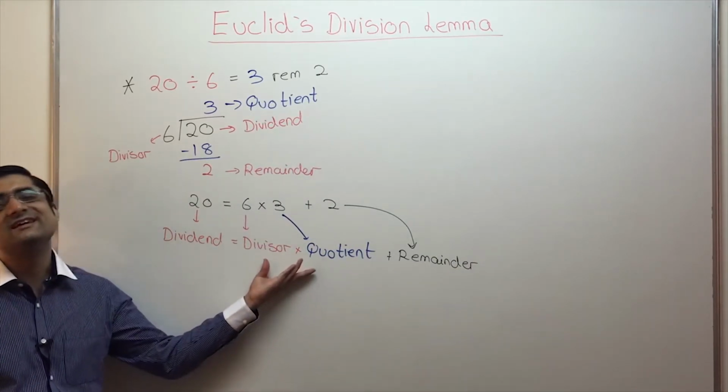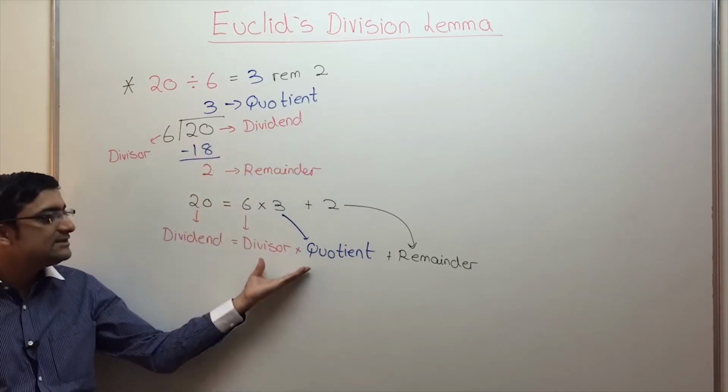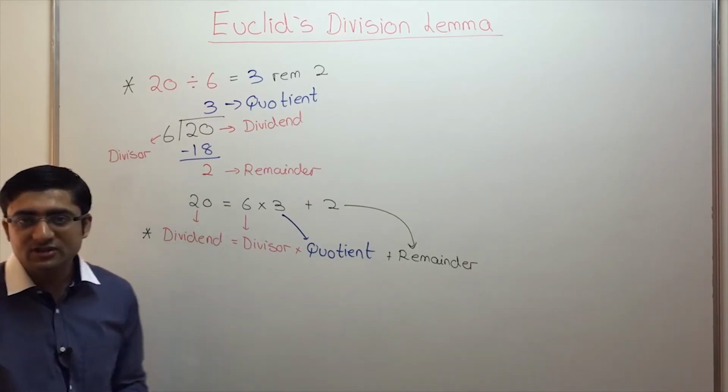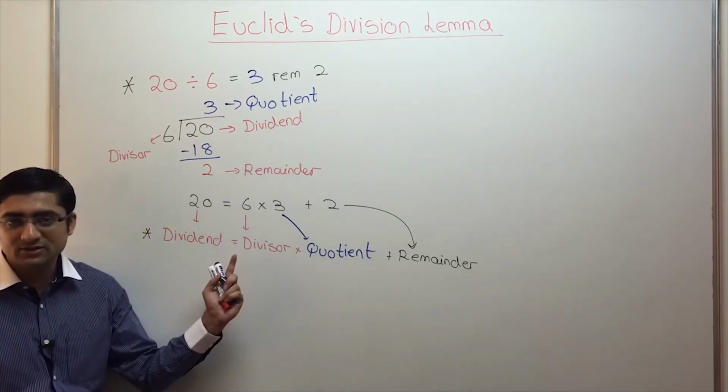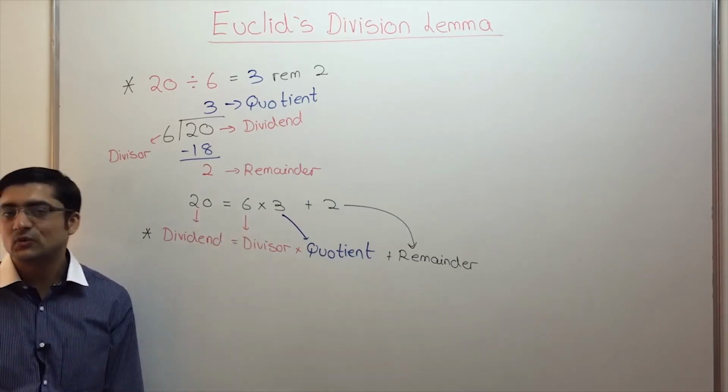So this over here is Euclid's division lemma. I repeat, basically our long division method is your Euclid's division lemma, right? So someone asks you what is Euclid's division lemma? It is simply the long division process. That is, whenever we divide two numbers, then dividend is divisor into quotient plus remainder.